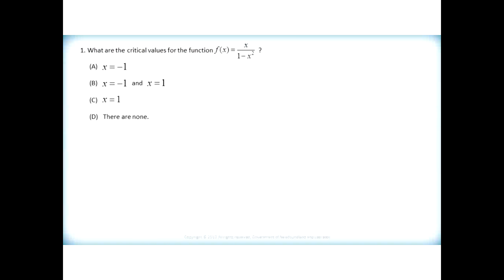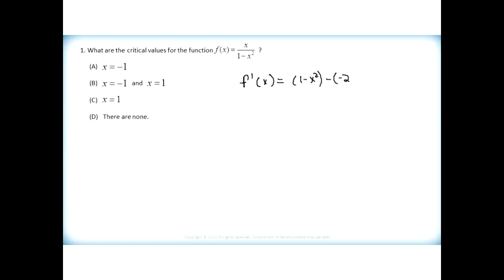Okay, so here's the next question. What are the critical values for this function? And it's a multiple choice question, so this is a test type thing, and we've been given 3 options. So if we're going to find critical values, remember we need to get the derivative first. So f prime of x here is going to be the derivative of my numerator, which is 1 multiplied by my denominator. I'm using quotient rule, of course.